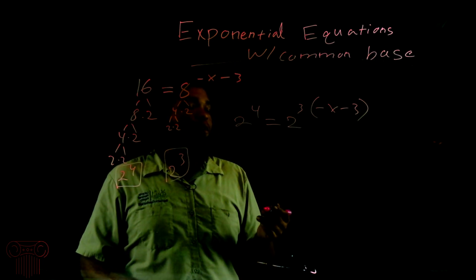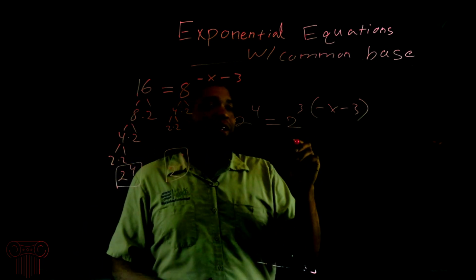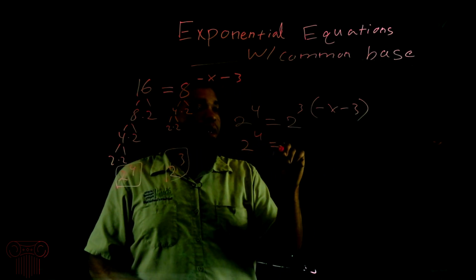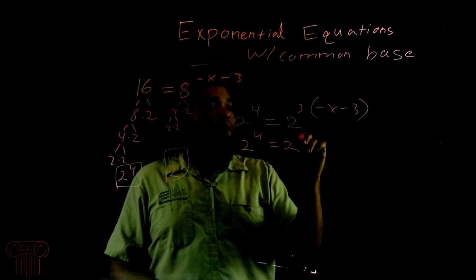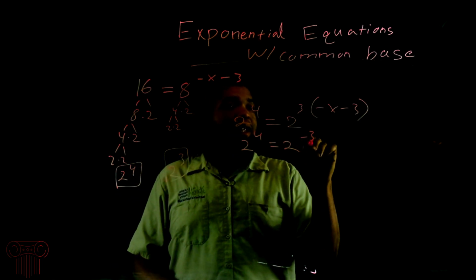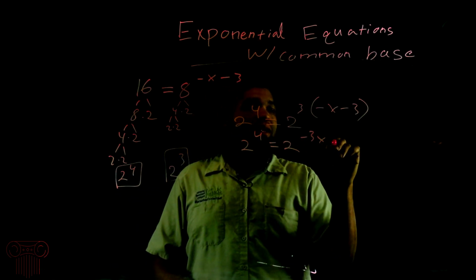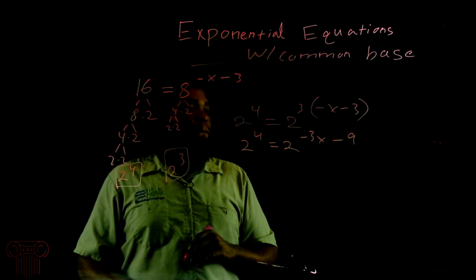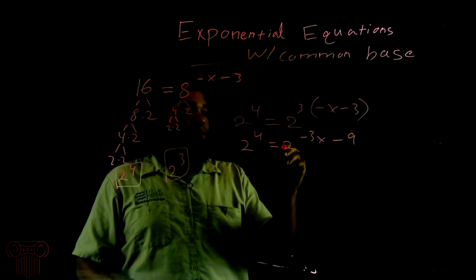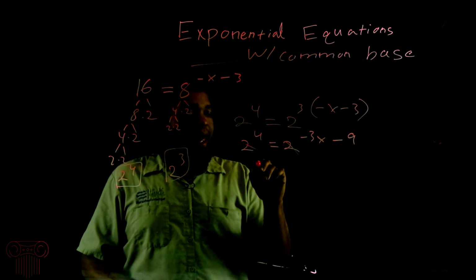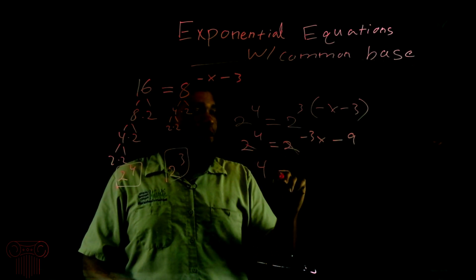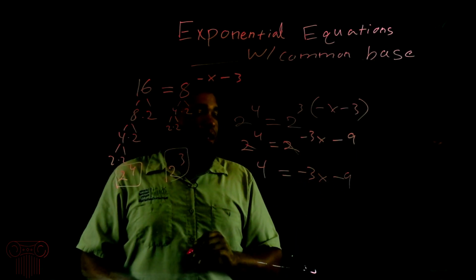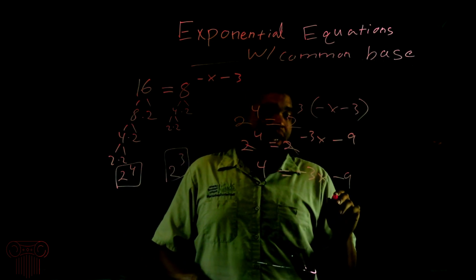And how do we go forth with this? Well, just like we did last time, we're going to distribute. So now we're going to have negative 3x minus 9 in our exponent. Now what do we do with the bases? We basically drop them, and we have 4 equals negative 3x minus 9.